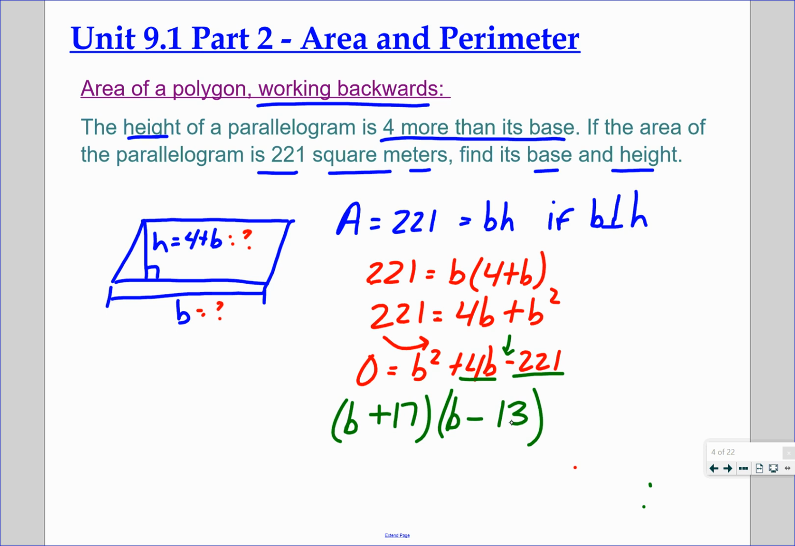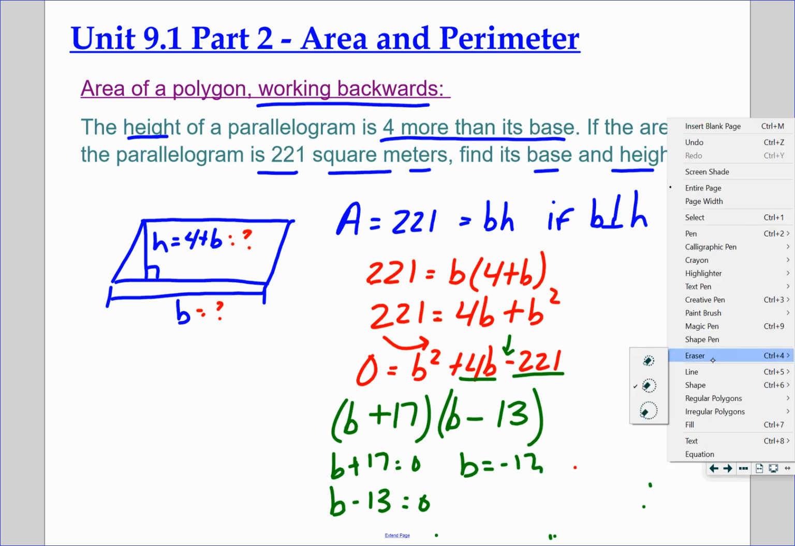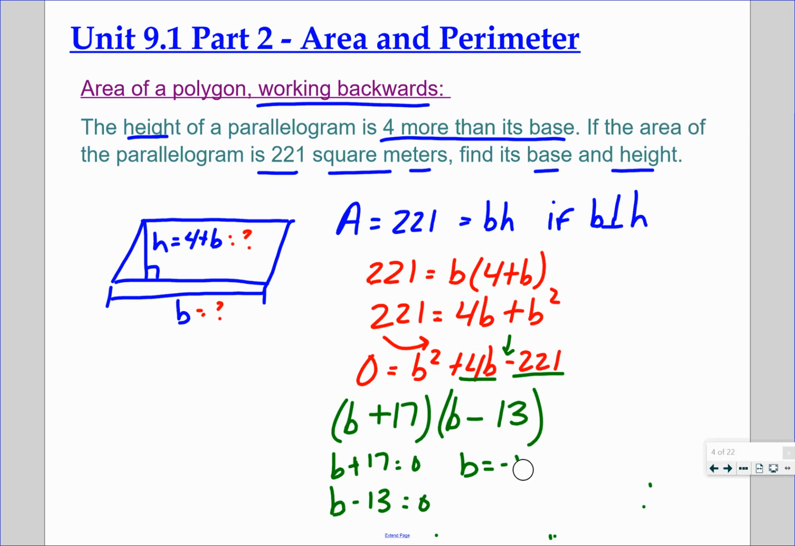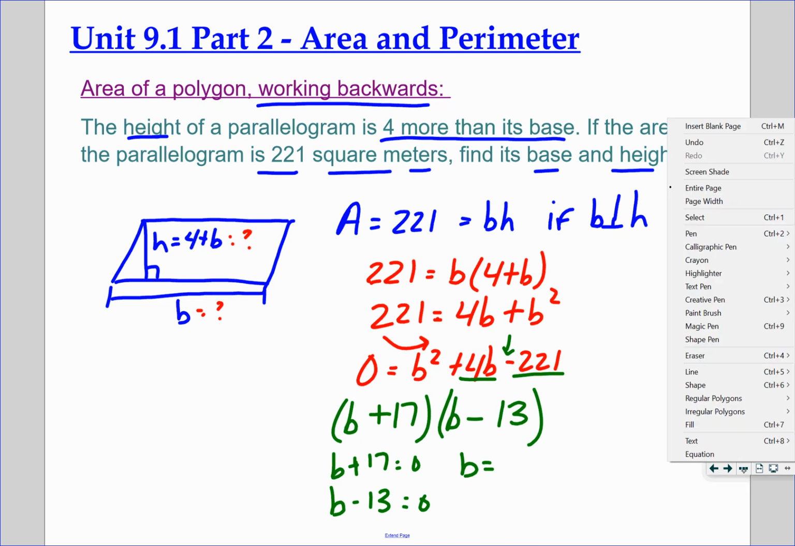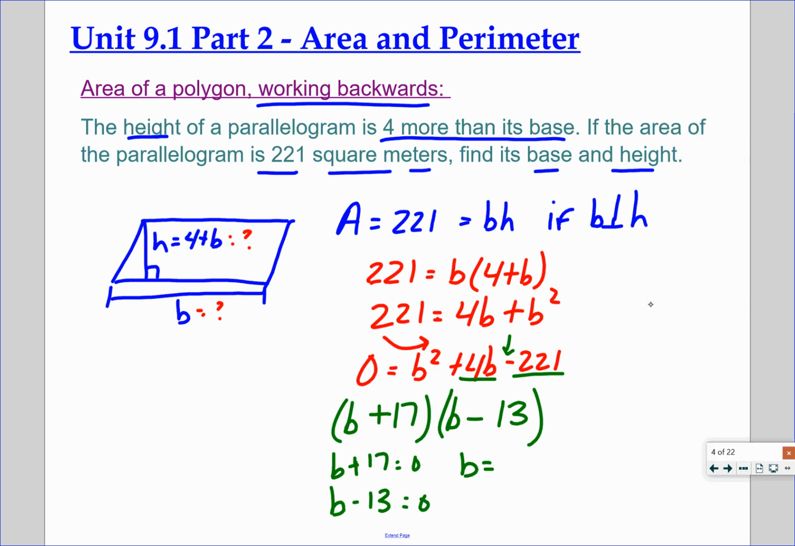So now, for each one of these, we would say b plus 17 equals 0, and we would say b minus 13 equals 0. So we have that b could either equal a negative 17, or a positive 13.